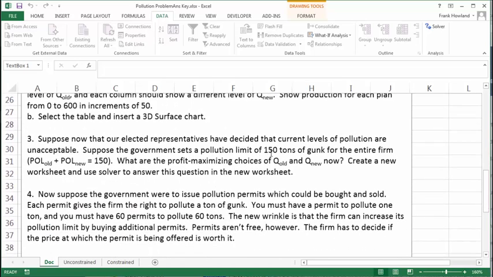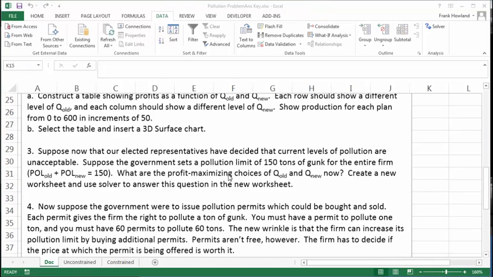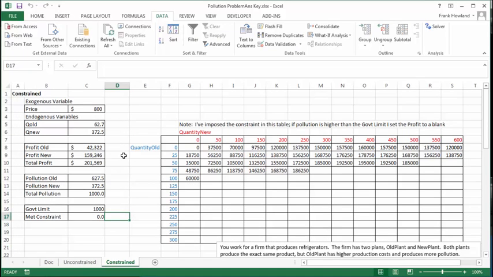Suppose the government sets a pollution limit. For example, the limit could be 150 tons of gunk for the entire firm. So the total pollution by the old plant and the new has got to be less than or equal to 150. So what do we do now? Let's go take a look at the constraint sheet. Okay, so how does this work?